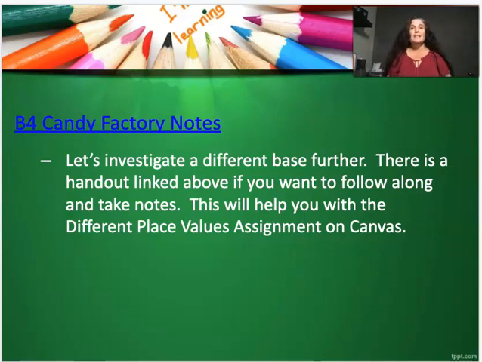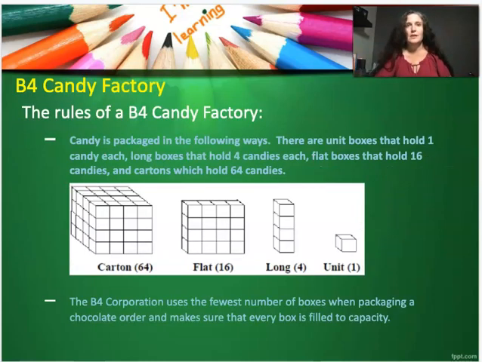Next, we're going to dive into a B4 candy factory. If you read through the presentation page, you know that we're going to use a candy analogy to investigate different base systems. You can click on that linked handout and have that with you, and that will really help you on the different place values assignment.